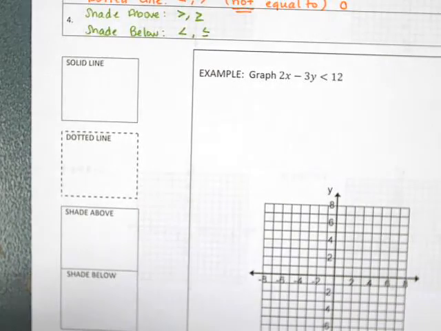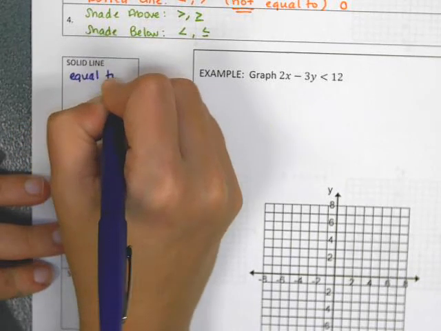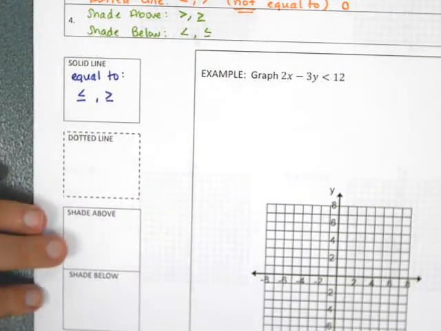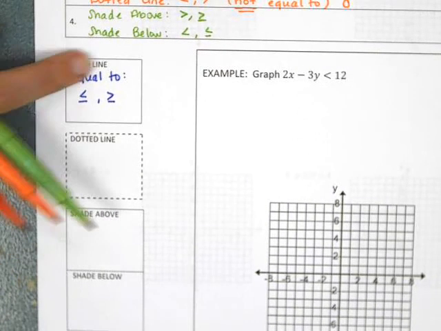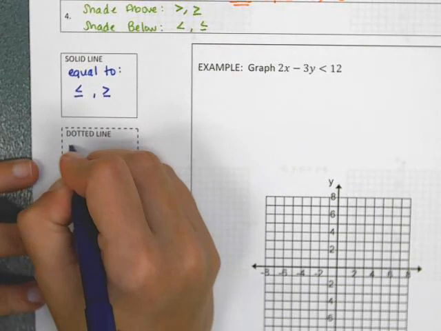Let's summarize it like this. Solid lines have an equal to: less than or equal to, and greater than or equal to. And they're literally solid, like this box is solid. Dotted lines are not equal to.